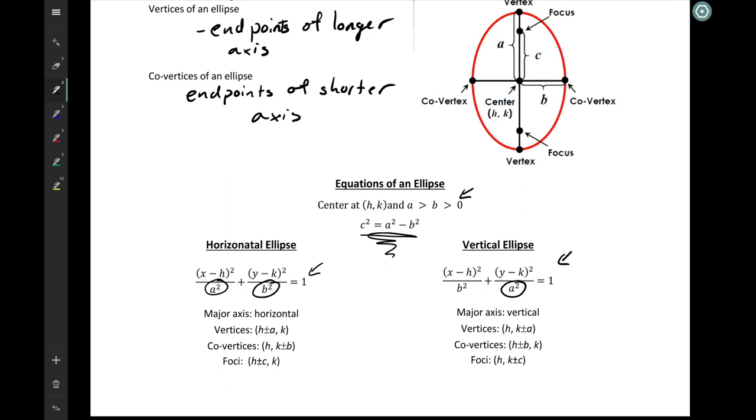So a is always the bigger number, and a is always under the thing that makes it horizontal or vertical. Okay, that's really all you've got to remember. If the bigger number is under x squared, it's horizontal. If the bigger number is under y squared, it's vertical.